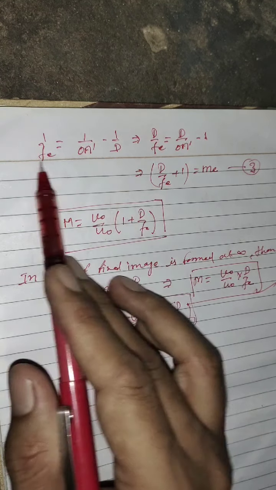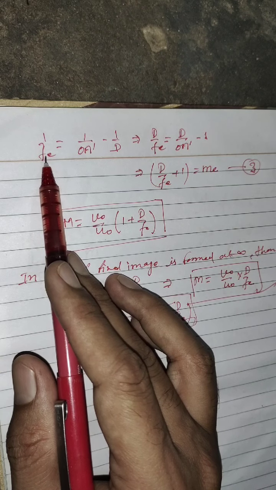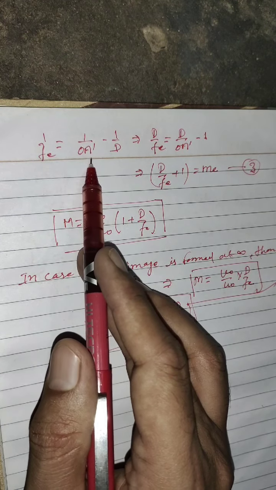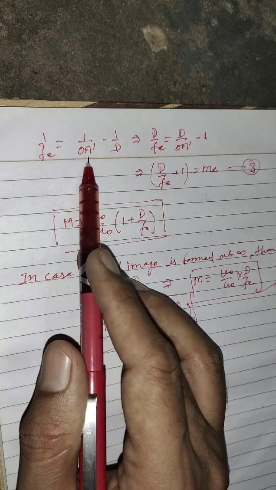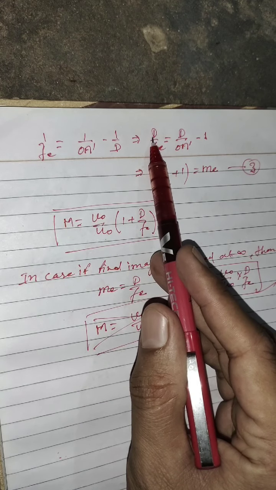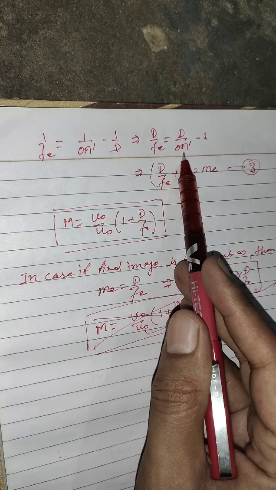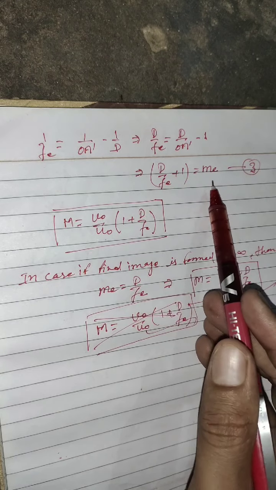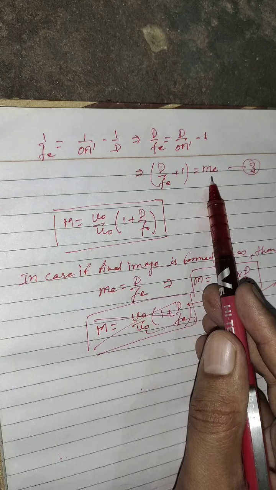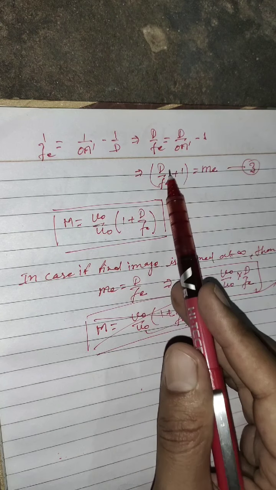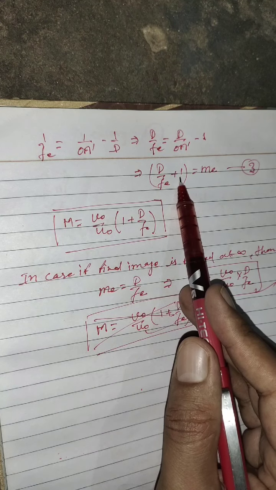If we multiply the whole equation by d, why are we doing so? Because we have d upon oa dash as the magnification by the eyepiece. That's why we are multiplying this whole equation by d. If we multiply, then we have d upon fe is equal to d upon oa dash minus 1. If we arrange the terms, then we have magnification me, which is equal to d upon oa dash, equal to d upon fe plus 1.